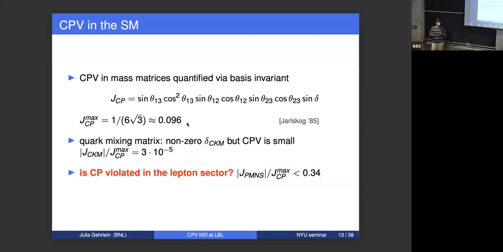the Jarlskog invariant. Since we already have a very good knowledge of the CKM matrix in the quark sector, we know the ratio of the Jarlskog invariant for the CKM over its maximal value, and it turns out that it's actually rather small. So even though we have a non-zero value for delta in the CKM matrix, the CP violation is small in this sector. So the question is, what is the value of the Jarlskog invariant in the lepton sector? So is CP violated in the lepton sector as well or not?